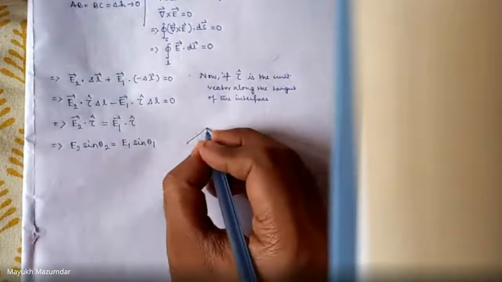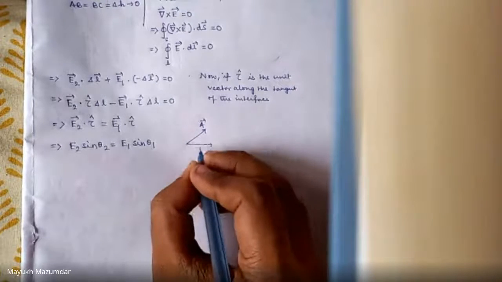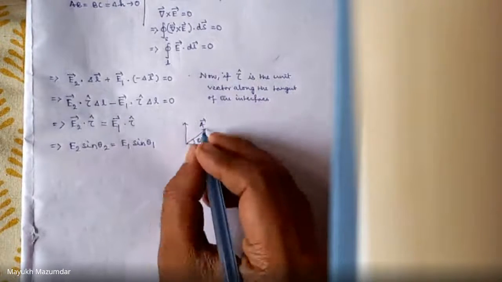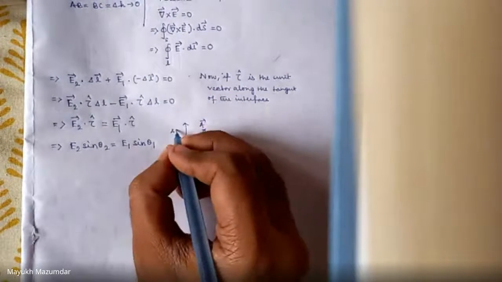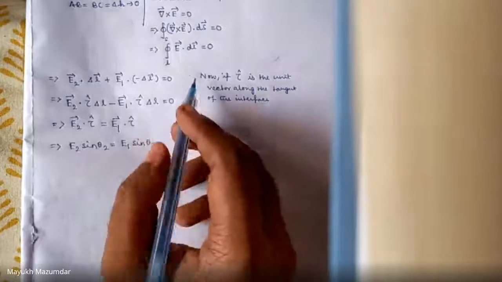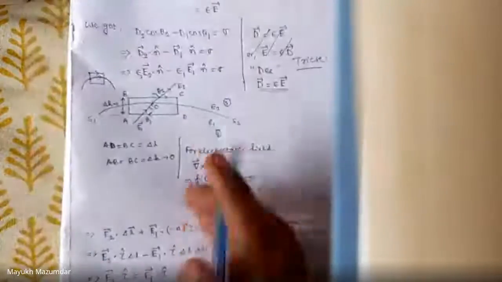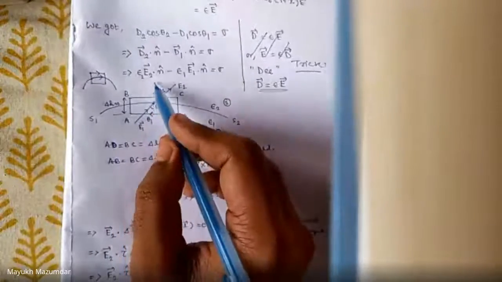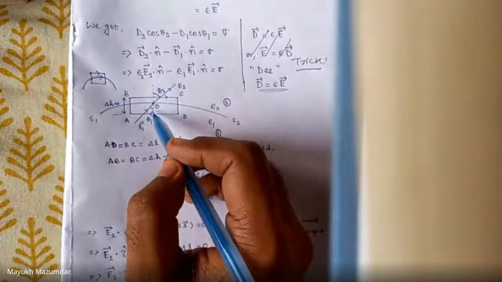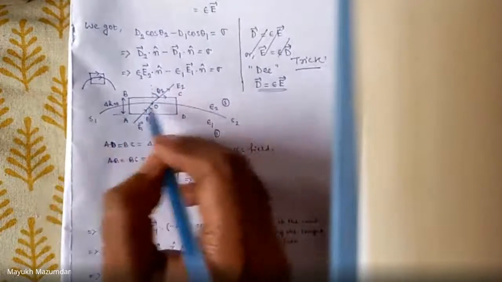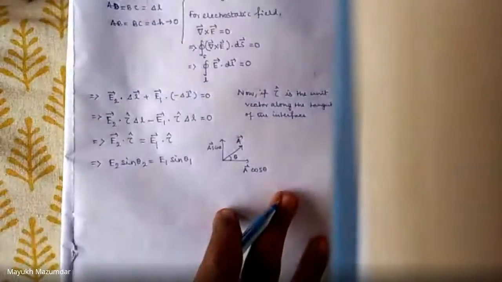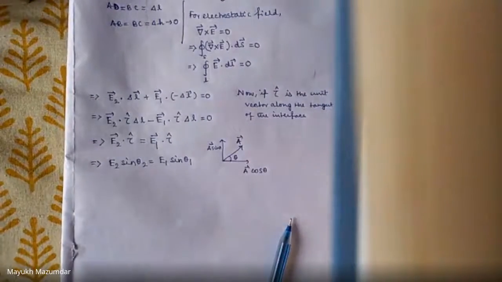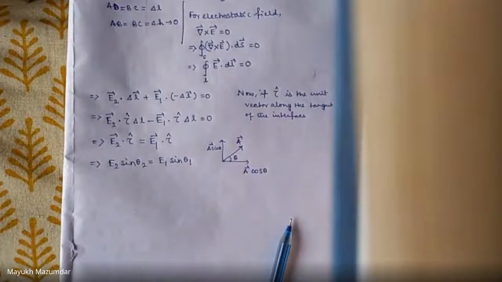Why? Because if you have a vector that makes an angle theta with one direction, along the direction it makes the angle with, that would be the cos component, and the other one would be the sin component. Here it is making an angle with the normal, so along that direction it will have its cos component. And what is the direction perpendicular to the normal? The tangent. In that direction its component would be the sine of that. Got it?